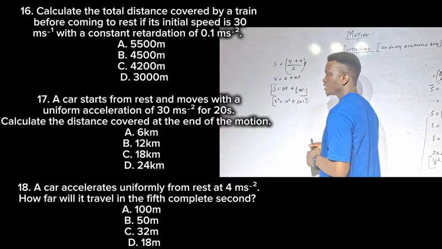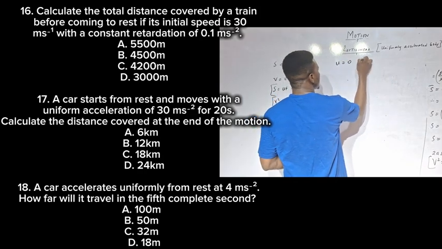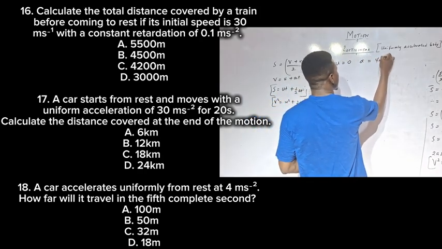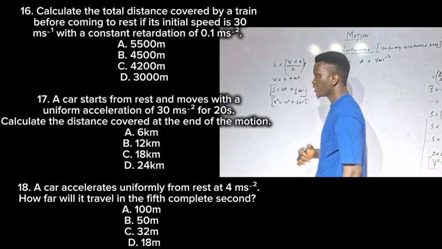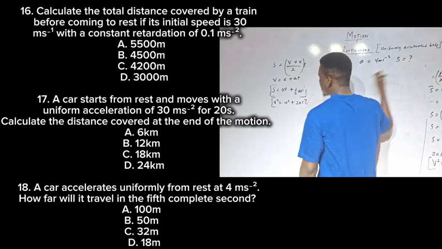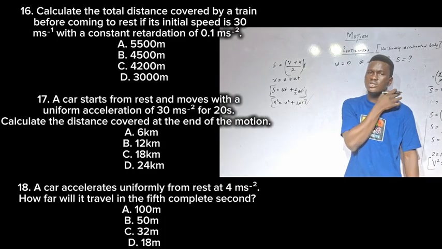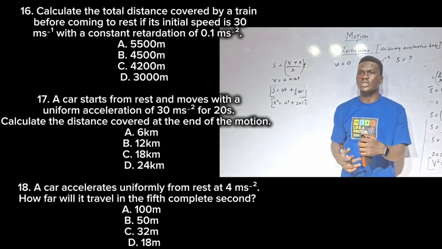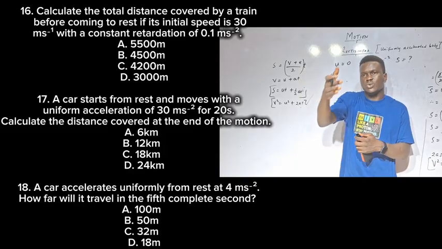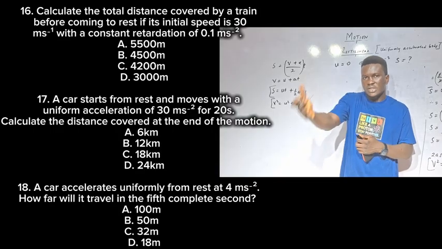So a car accelerates uniformly from rest. So u is equal to 0, a is equal to 4 meters per second squared. That's the acceleration. How far will it travel in the 5th complete second? You have to be careful when you see a question like this. It's saying how far will it travel in the 5th, that means between 4 and 5. That's the time. In the 5th complete second.